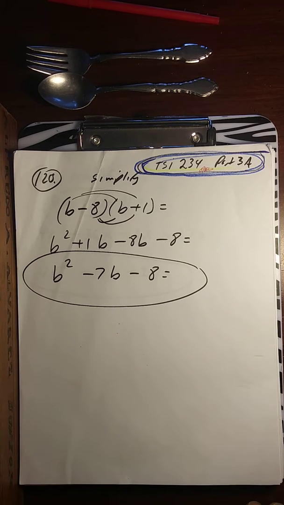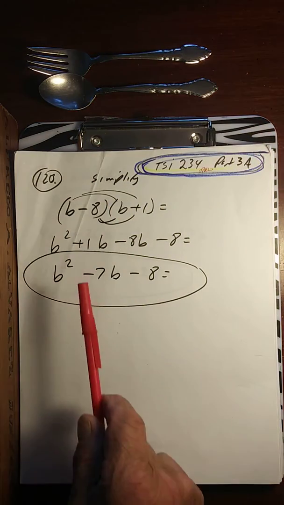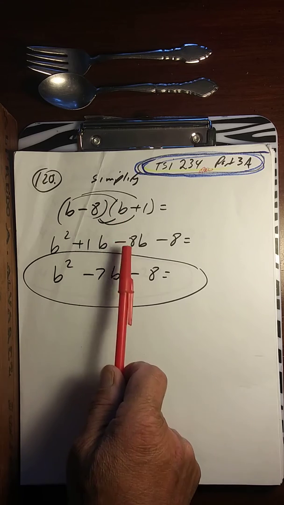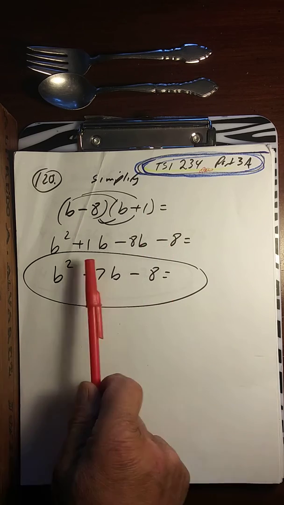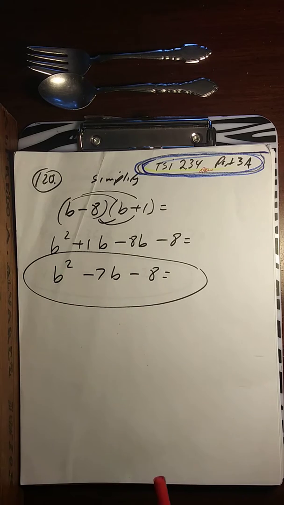Alright, we're going to do TSI 234, part 3A. Simplify this, so let's do this first. So let's multiply b times b squared, b times that is 1b, that times that is negative 8b, that one times that one is negative 8. So we have 1b and negative 8b is going to be b squared minus 7b minus 8.